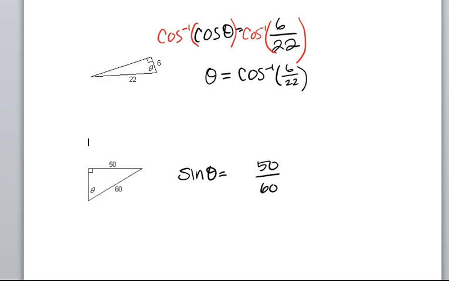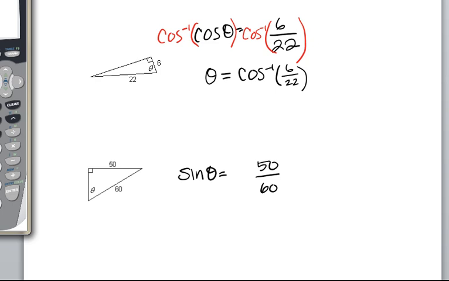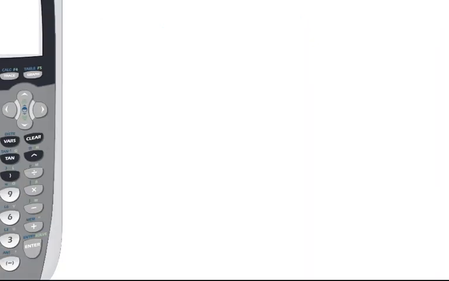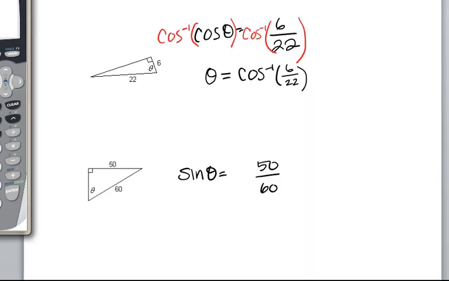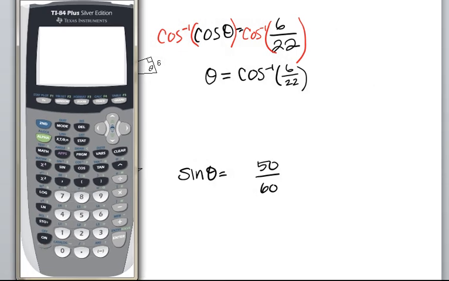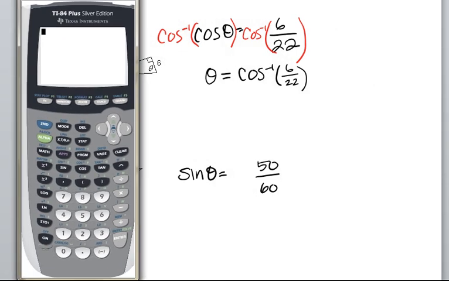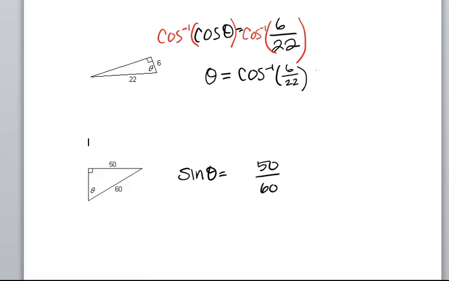And at that point, I can just type that into my calculator. Let me bring that over here. Here we go. You can see my calculator on the screen. So now I hit second and cosine. That gives me inverse cosine of 6 divided by 22. Round it to 2 decimal places. That's 70.17, and that's an angle in degrees. So this angle here is 70.17 degrees.